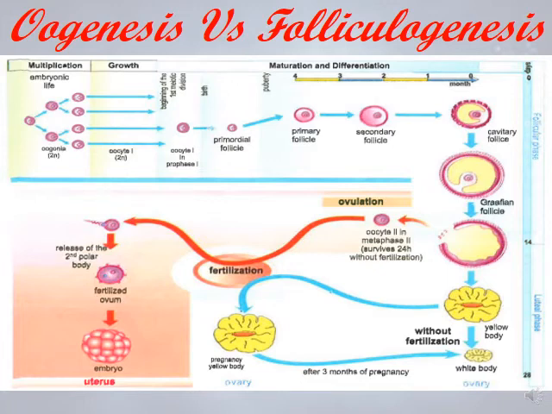moves to the uterus, while the yellow body will persist for about 3 months during pregnancy. Without pregnancy, the yellow body will be transformed into the white body and will degenerate immediately. Okay, so this is the oogenesis versus the follicular genesis.